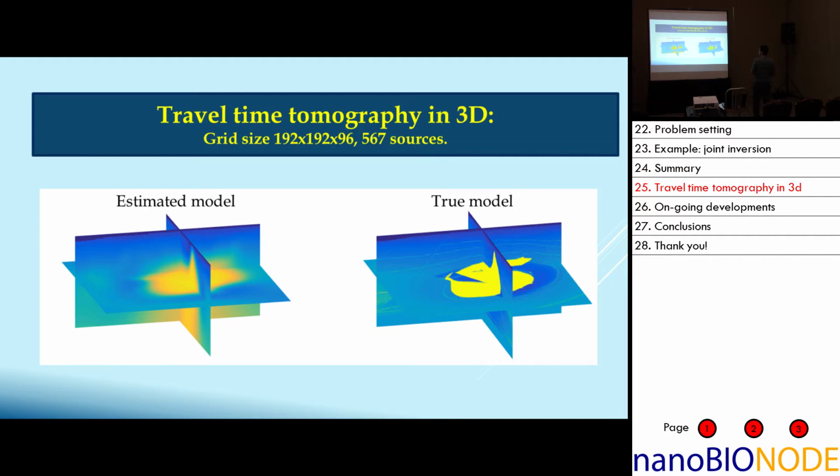Okay, in 3D, we have a result for travel time tomography. It's a 200 by 200 by 100 grid, 567 sources. I was able to do this with one machine through a night. Okay, in retrospect, this is way too many sources, but still, this was really fast to obtain. And as you can see, this is a pretty good approximation of the solid body. Still, obviously not sharp, but this can be a really good initialization for FWI.